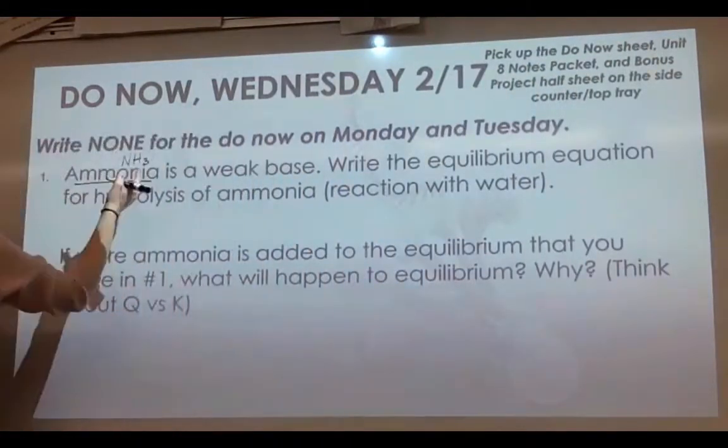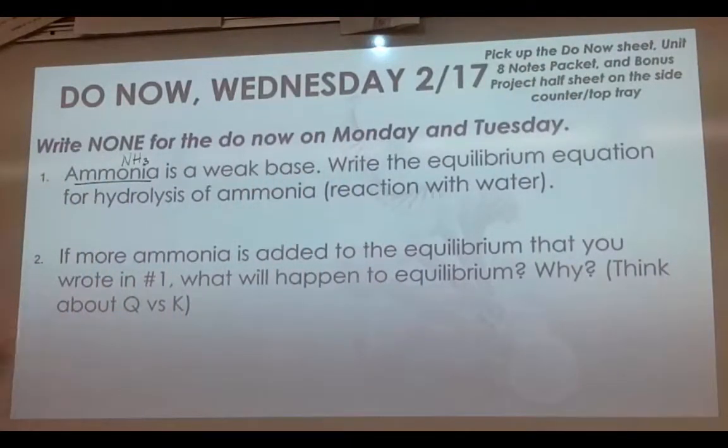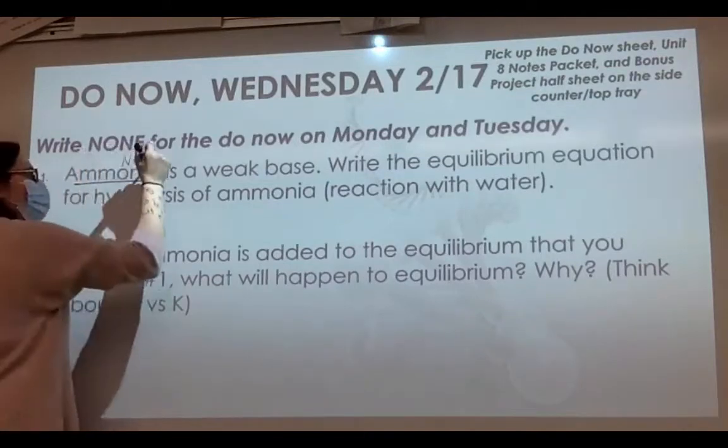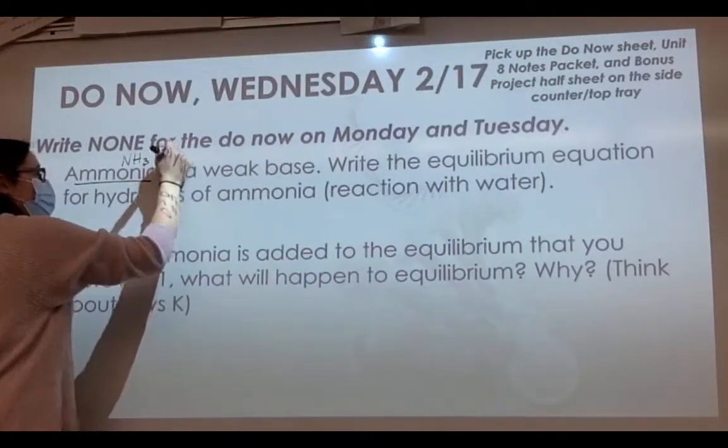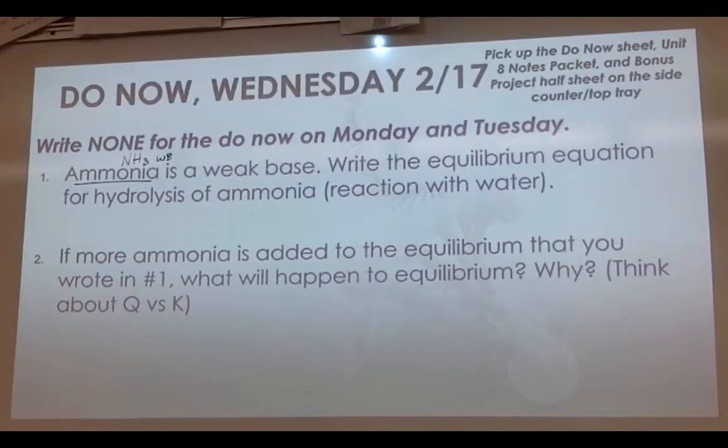So ammonia, NH3, is a weak base. We're going to talk about NH3 a lot because it is such a common weak base. However, if you see something written as ammonia, you want to know that that's NH3. Let's write the equilibrium equation for hydrolysis of ammonia.